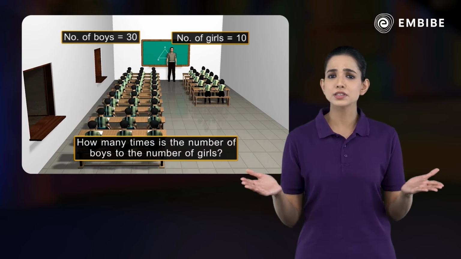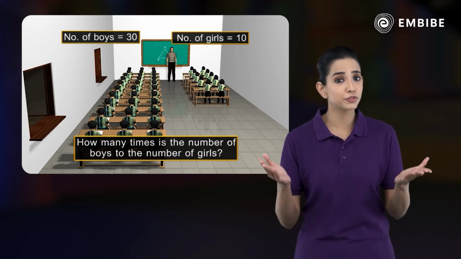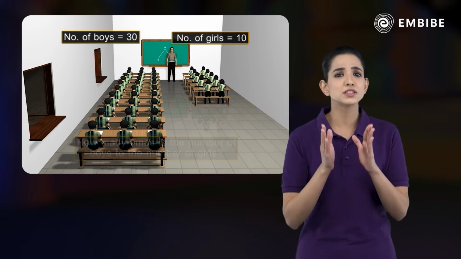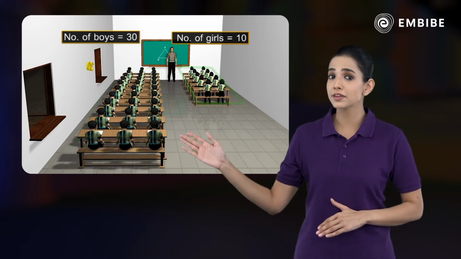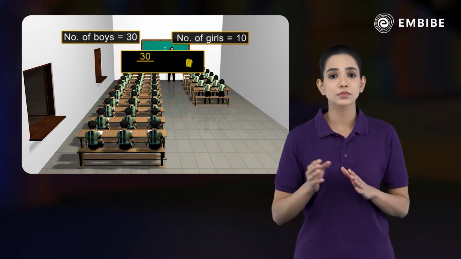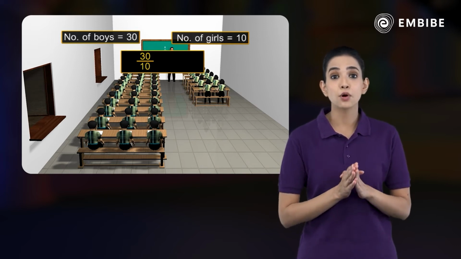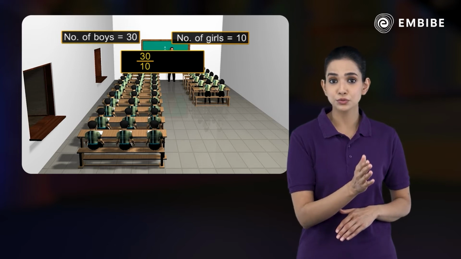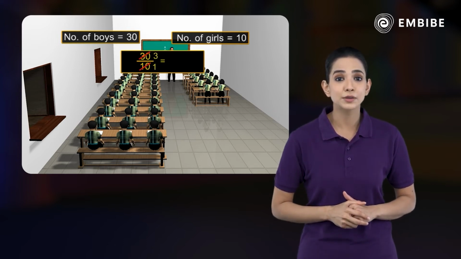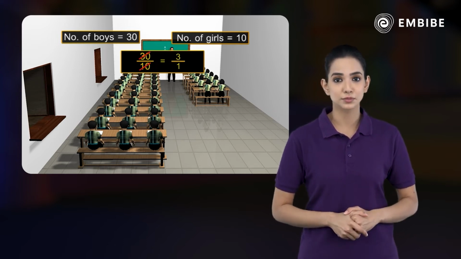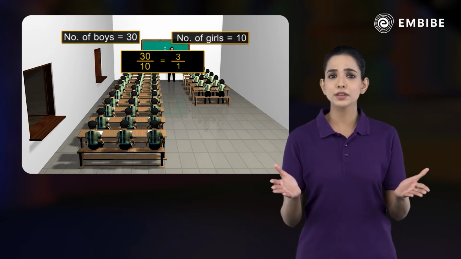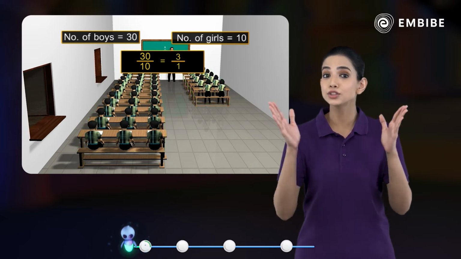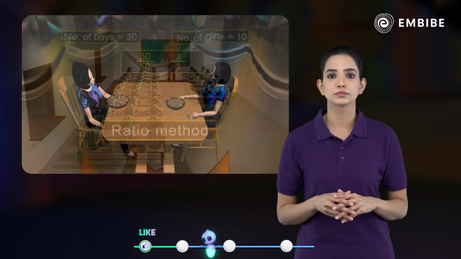How many times the number of boys is the number of girls? To answer this question, we must divide the number of boys by the number of girls. We say that the boys are 30 divided by 10, which is equal to 3 upon 1 times as many as the girls. This method of comparing the number of two quantities may be called the ratio method.